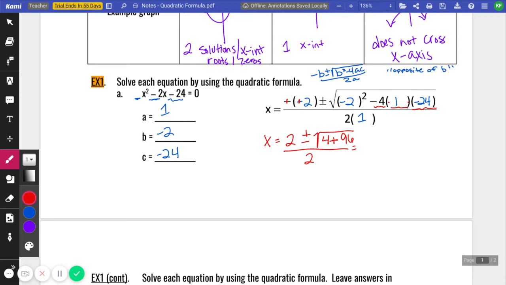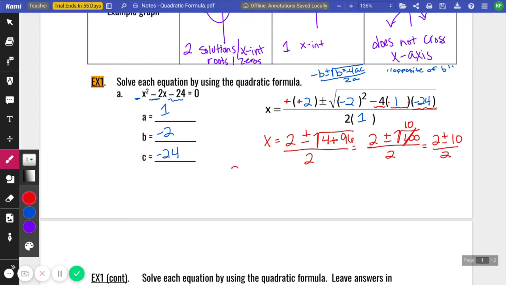I'm going to keep simplifying. So now I have 2 plus or minus, and then I'm going to finish that square root: the square root of 100 over 2, and we're going to keep going. Don't do anything with your 2's yet, even though I'm sure you're tempted to do so. Now, 100 is a perfect square, so I know that I can simplify the square root of 100 to be 10. So I've got 2 plus or minus 10 over 2. And I can already tell there's going to be more steps to my simplifying.